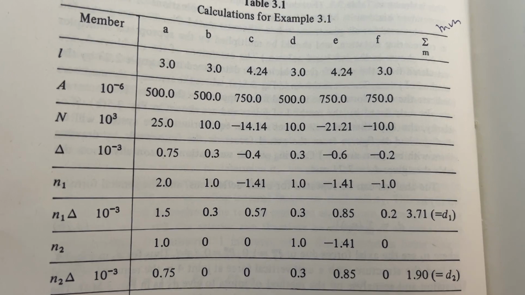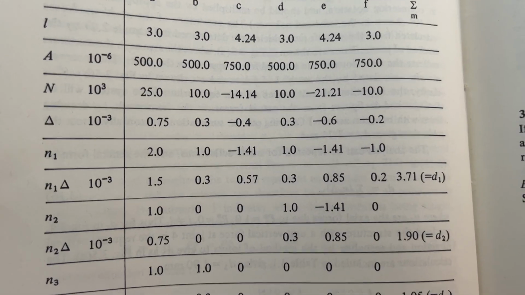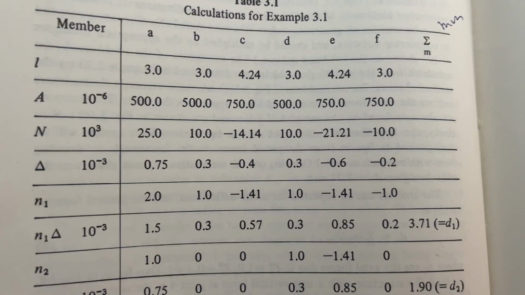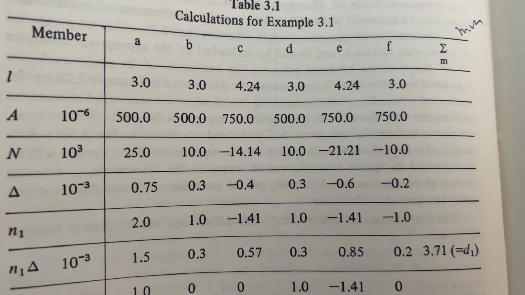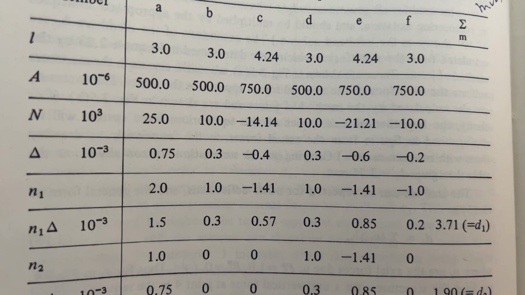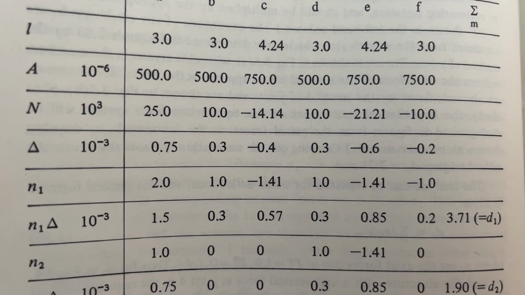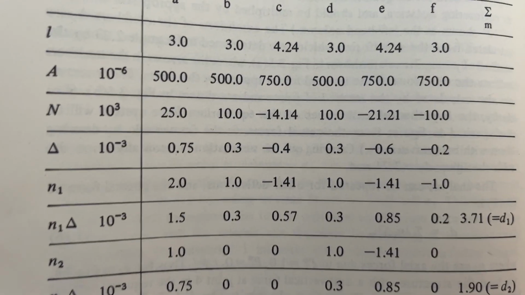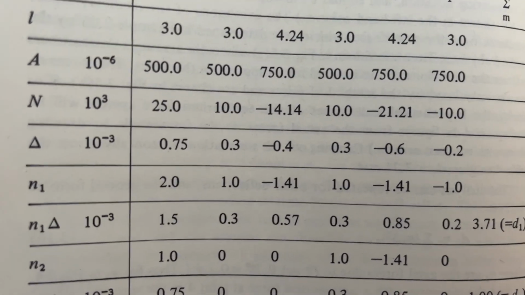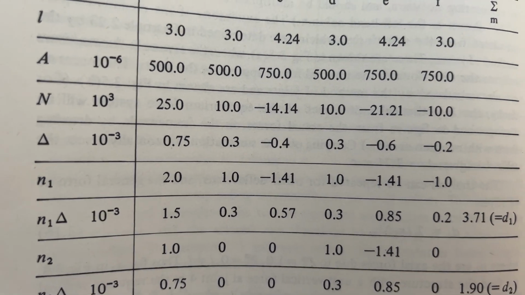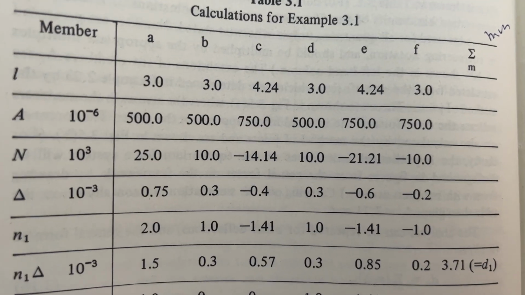Area, is that supposed to be in meters? It's very confusing because he's got the units in different forms. Shouldn't that be in millimeters? A should be in millimeters squared, but it's times 10 to the minus 6. So it's 500 millimeters squared divided by 1,000 to give you meters squared. So A in meters squared times 10 to the minus 6 is 500. N is 10 to the power of 3, so 25 kilonewtons would be newtons, so that's times 1,000.